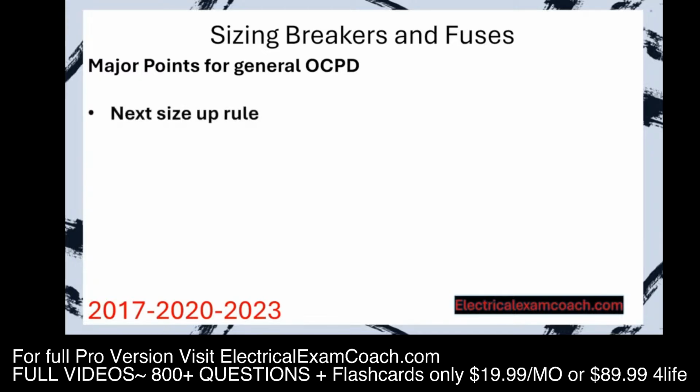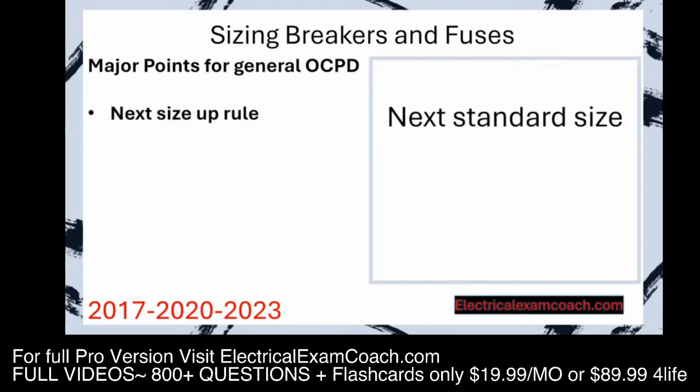The first one is the next size up rule. And that's the next standard size on that table that we just learned about. Let's imagine that we have a 59 amp known load. And for the rest of the program, I'm going to call it known load, and there's a reason that you'll learn about here in a minute. But do they make a 59 amp breaker?